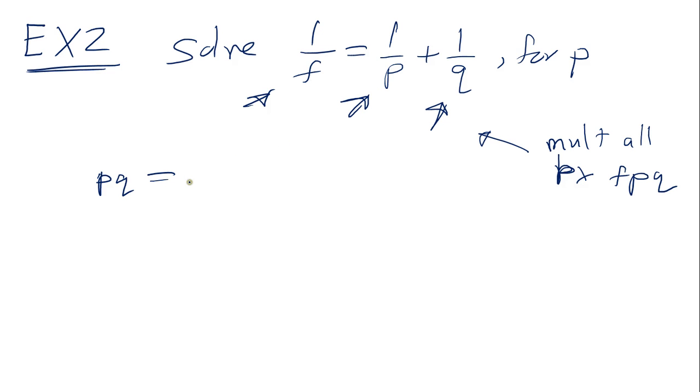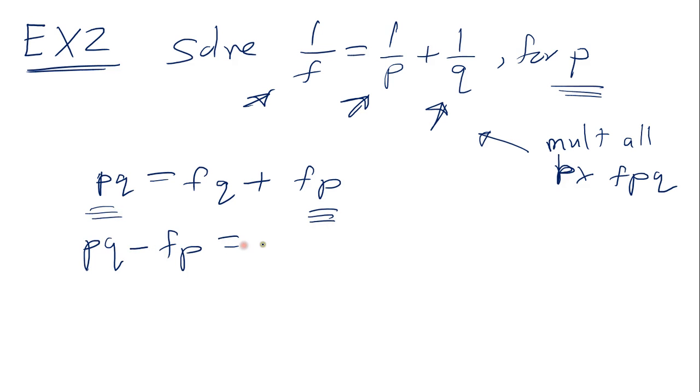1 over P is going to give me, let's see here, FQ. And I multiply the last thing. The Q should fall out, and I should be left with FP. All right. So what I'm solving for, I'm solving for P. So I got P here, I got P here, so let me get them all on one side, and I have PQ minus FP equals FQ.